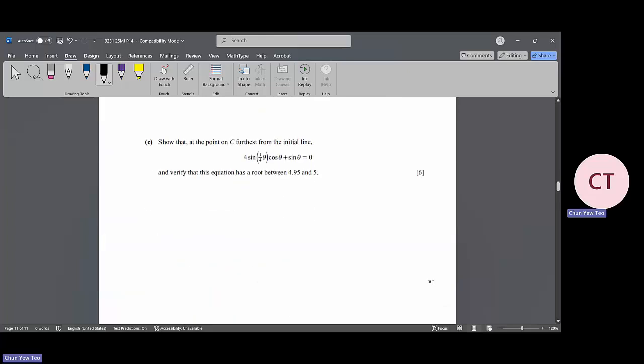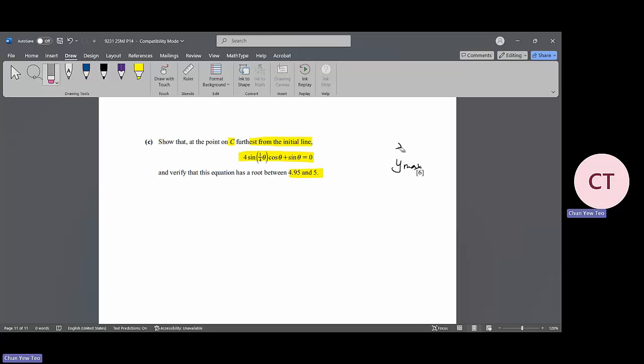Move on. We have question C. Show that at the point on C furthest from the initial line, you will have this equation, and verify that this equation has a root between 4.95 and 5. So the initial line is the horizontal line. If you're looking for the furthest point, that means you're looking for the y maximum. So we're looking for the y maximum.